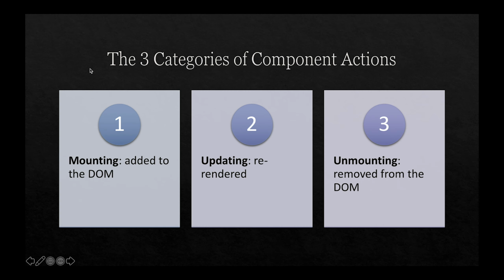The three main categories of actions will be mounting, updating, and unmounting. Mounting meaning that's when we add a component to the DOM. Updating is when we update the DOM, so we re-render a component in the DOM, and unmounting is when we remove an element or a component from the DOM. So the three main categories make it easy for us to remember.